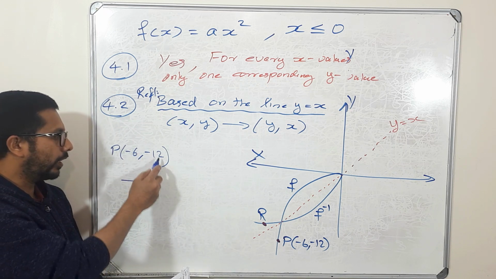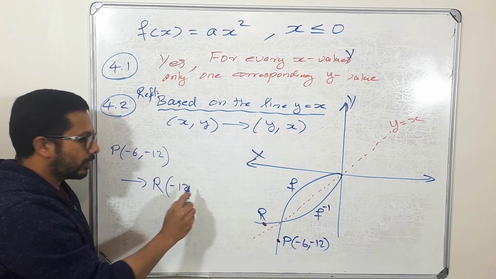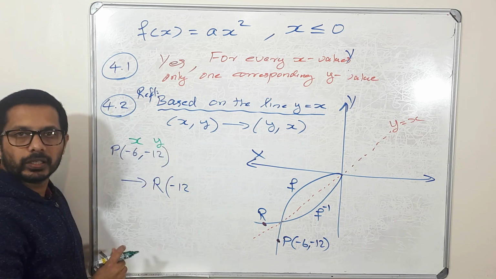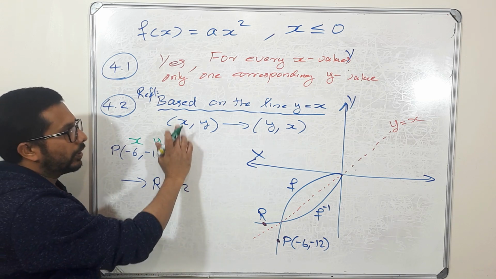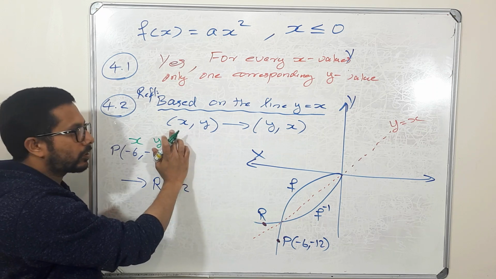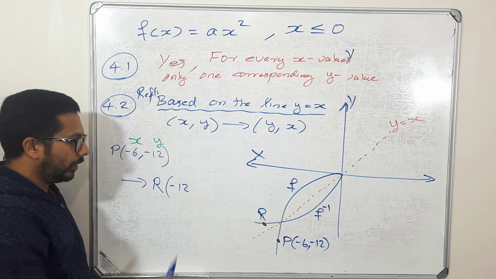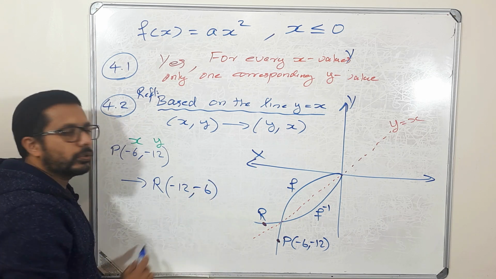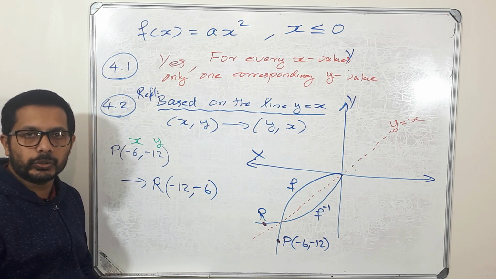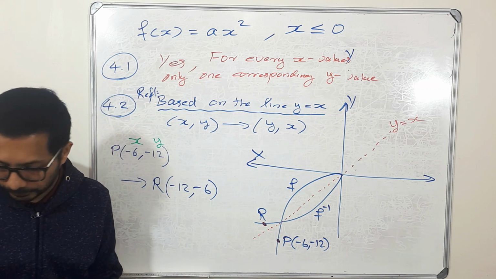This is x, this is y. So what is the coordinate of R? y comma x. That means here you can see that this one is your x and this is your y. What is the rule? If the reflection is based on the line y is equal to x, you swap x and y. x comma y becomes y comma x. y comma x means minus 12 comma minus 6. So that is the coordinate of R. That is question number 4.2. Okay. Now let's go to the next question, question number 4.3.